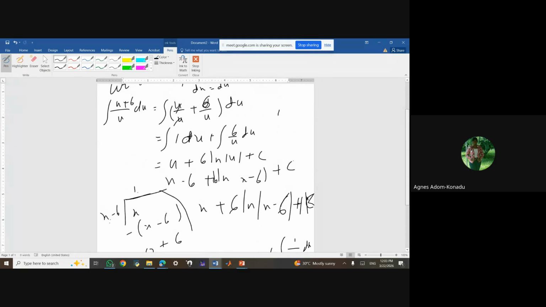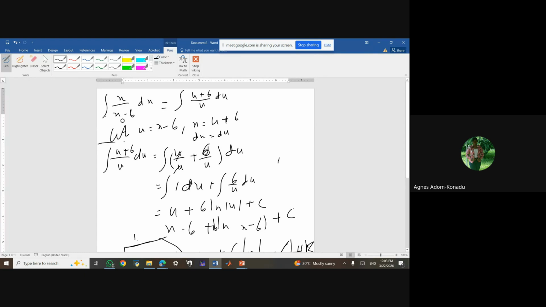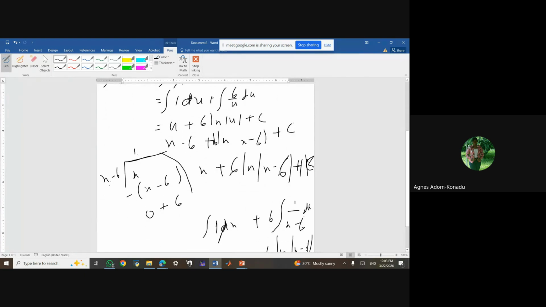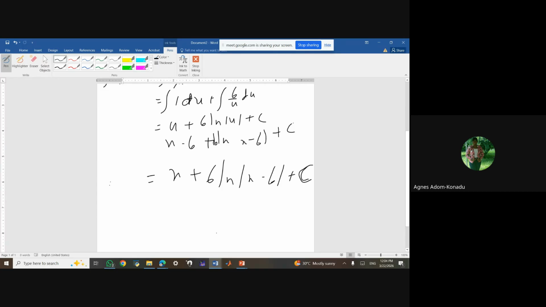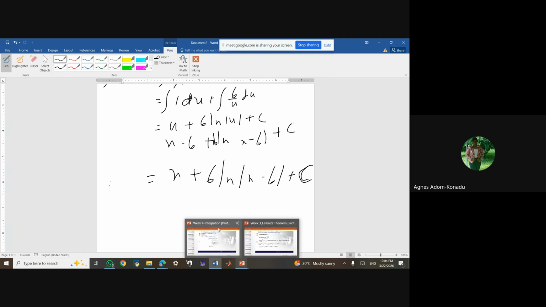It's the same thing. But the focus of what we are doing here is u substitution. I'm just teaching you another method that when it's like that, you can use this. But the focus is on the u substitution. So that's what you're going to get, which is equal to x plus 6 ln|x minus 6| plus, so a constant minus a constant will still be a constant. So that's what we have.